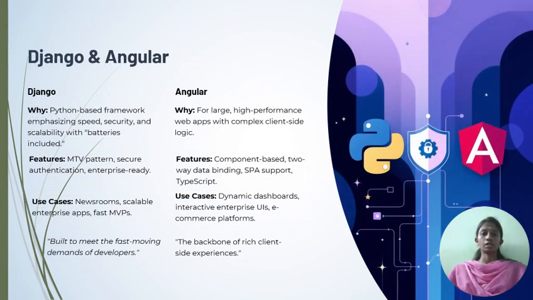Django and Angular. Django is a Python-based framework known for its speed, security, and scalability. Its motto is, the web framework for perfectionists with deadlines. It follows the MTV, Model Template View pattern, which is similar to MVC. It has built-in features such as authentication, admin panel, and object relational mapper, and security protections like XSS and CSRF. Django is widely used in news portals, e-commerce, and enterprise level applications. Example, Instagram and Pinterest use Django.